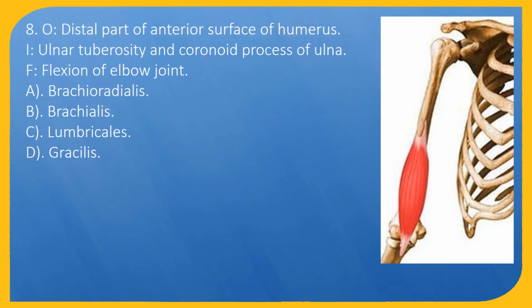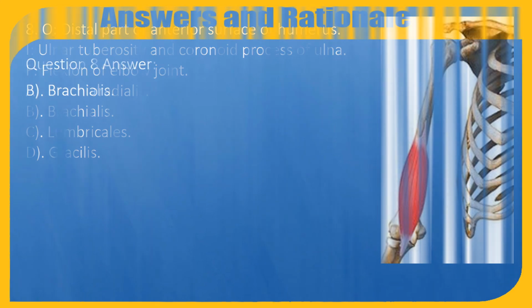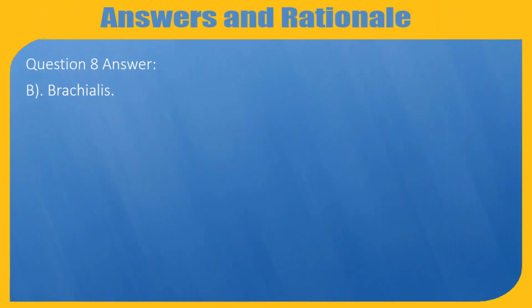Question 8: O. Distal part of anterior surface of humerus. I. Ulnar tuberosity and coronoid process of ulna. F. Flexion of elbow joint. A. Brachioradialis. B. Brachialis. C. Lumbricales. D. Gracilis. Question 8 answer, B. Brachialis.